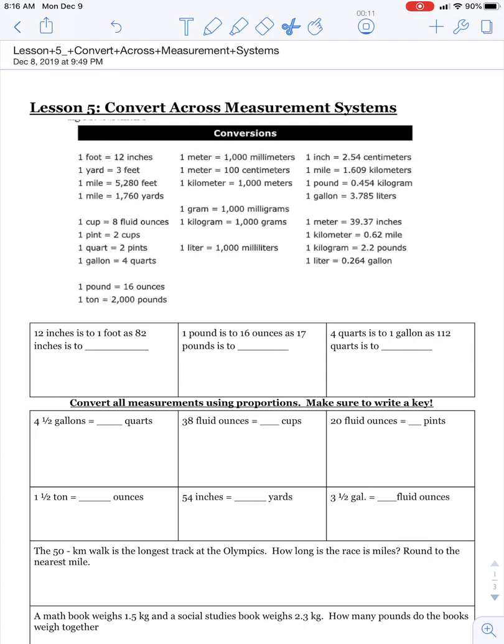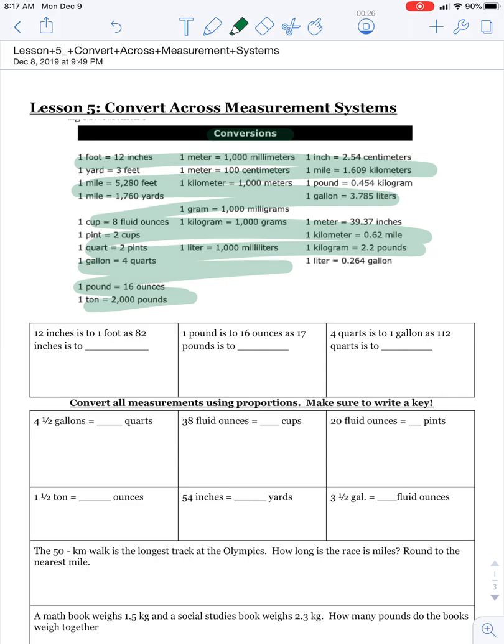All right, so today we're going to talk about converting across measurement systems. The one thing you really want to remember is that this conversion chart is going to be your guide. You need to use this. You're going to look for all of your conversions on this. All right, so the first thing we're going to do is practice 3 problems that don't require you to use that chart. The conversion's right there in your problem.